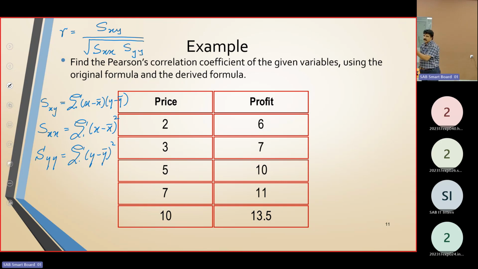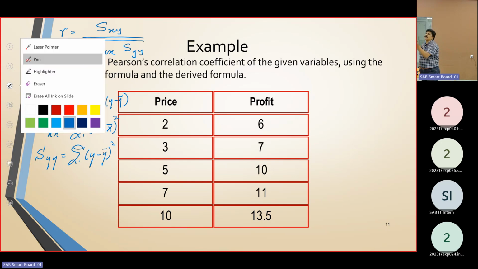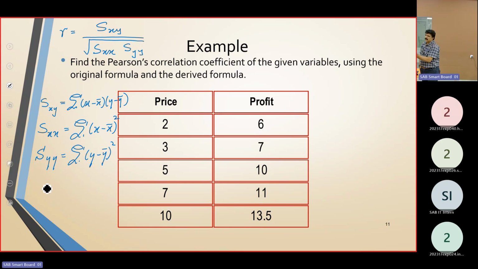To evaluate these pieces, we need x bar and y bar. So we need a formula for that. x bar is sigma x over n, and y bar is sigma y over n. So first we need to get sigma x and sigma y. Here the variables are given in terms of real names, so we have to identify which one is x and which one is y. x is the predictor variable, y is the response variable.